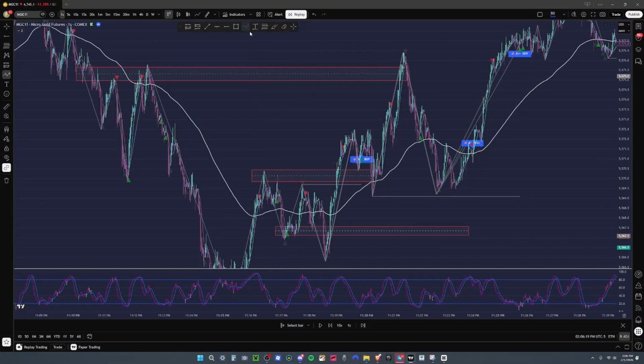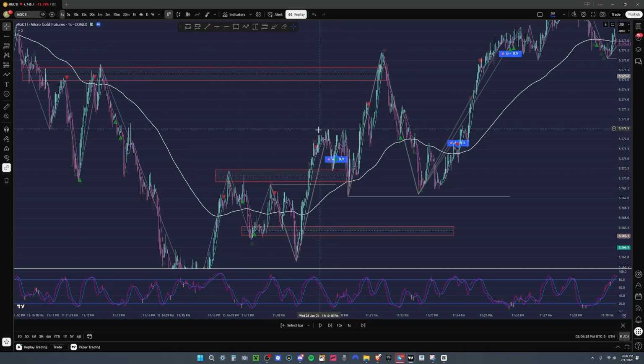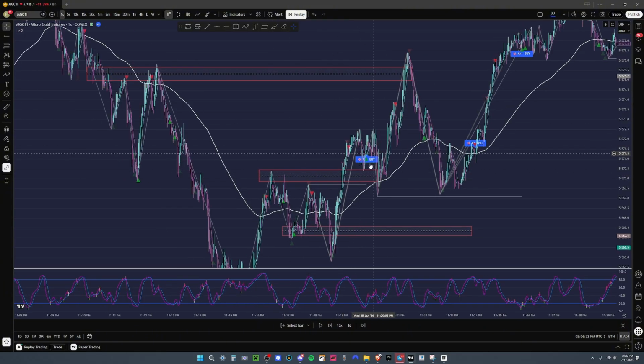If we had a pullback that went up to here, which is a very strong point, and then we had another alert, you wouldn't want to take that because we bounced off of that. But with this scenario, we have nothing that we're rejecting off of that's pretty prominent, and we have an alert.